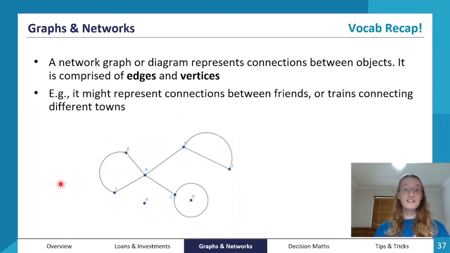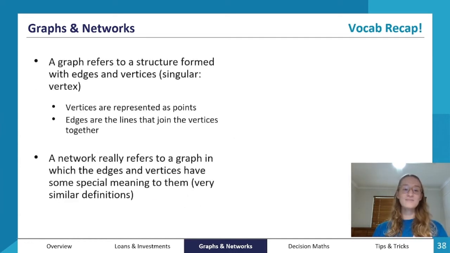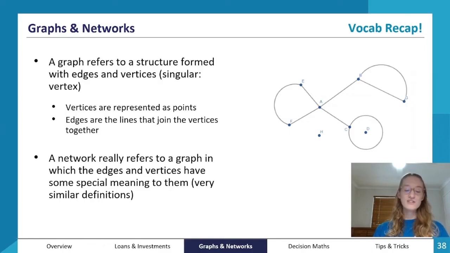So for example, this graph or network here, it could represent connections between friends, it could represent who knows who, it could represent trains connecting different towns. There's a number of different things they could represent. They could represent almost anything where there's connections between different things. So a graph refers to a structure formed with edges and vertices. So for example, this is vertex H, this is vertex A, this is an edge connecting those two vertices. So like I said, vertices are the points and the edges are the connections.